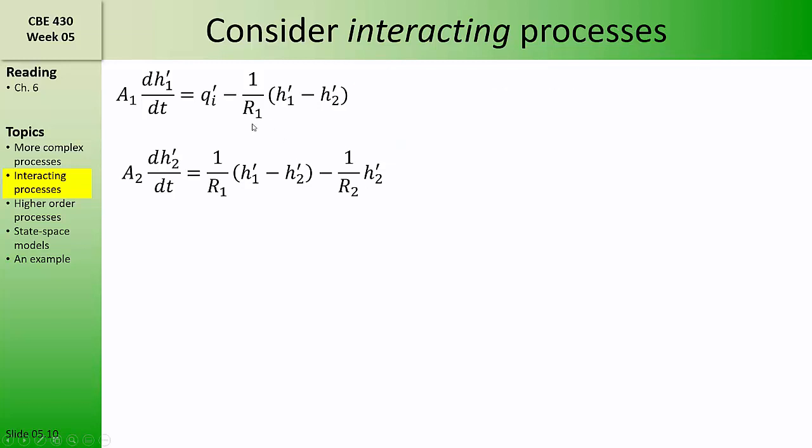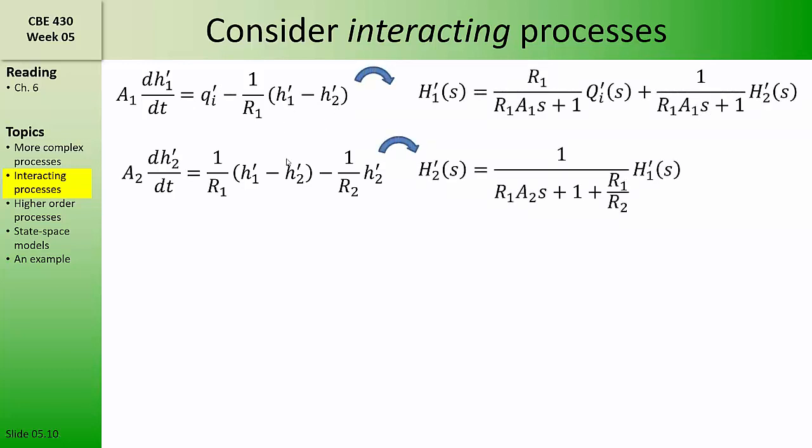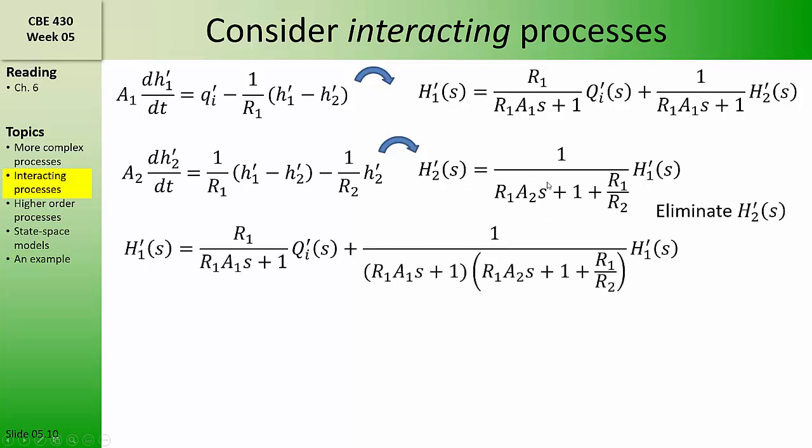Again, I want to point out here that the difference between this and our original two-tank model is that now the model for the first tank contains the height for the second tank, so these are more highly coupled. When we take the Laplace transform of this new model, we find that H1 is related to both Qi and H2, and of course H2 is related to H1. We can use this second equation to eliminate H2 from the model for the first tank.